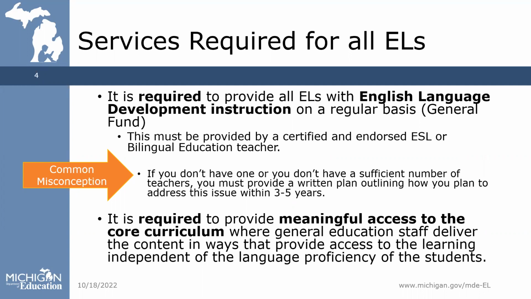The second thing that is required for all English learners is to provide meaningful access to the core curriculum. This is when general education staff deliver content in ways that provide access to the learning independent of the language proficiency of the student. Many districts implement things like the SIOP model. They have parapros that push in to provide language assistance to students in classes.